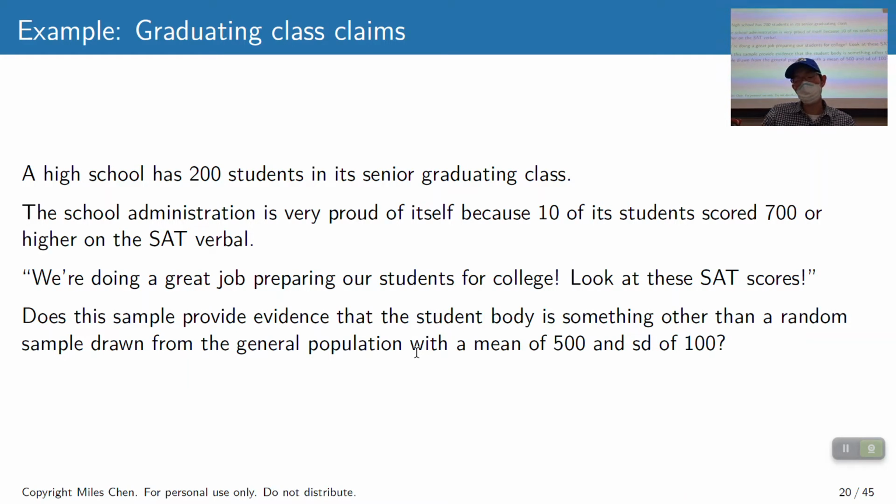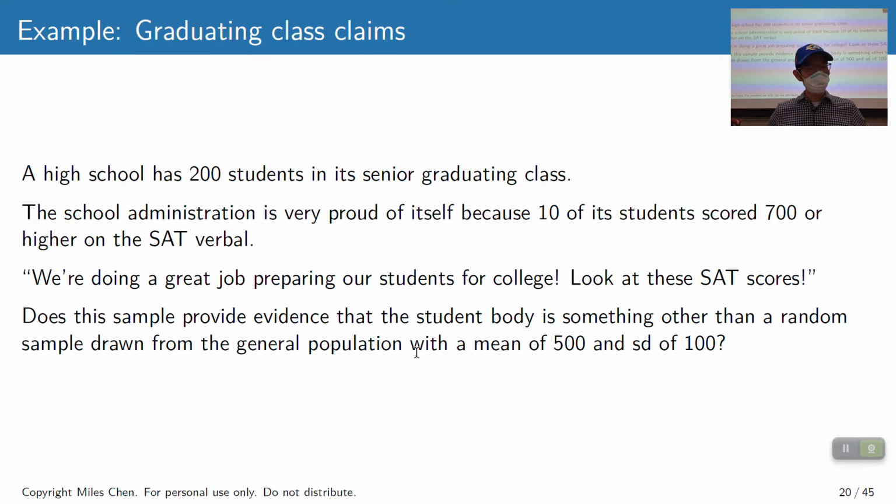Okay, let's say a high school has 200 students in its senior graduating class. I don't know how big your high schools were. What's that? Like about 800 to 1,000 in graduating class for public. 800 to 1,000 in graduating class? I think I had maybe like 500 in mine. I don't know. 200 in yours?